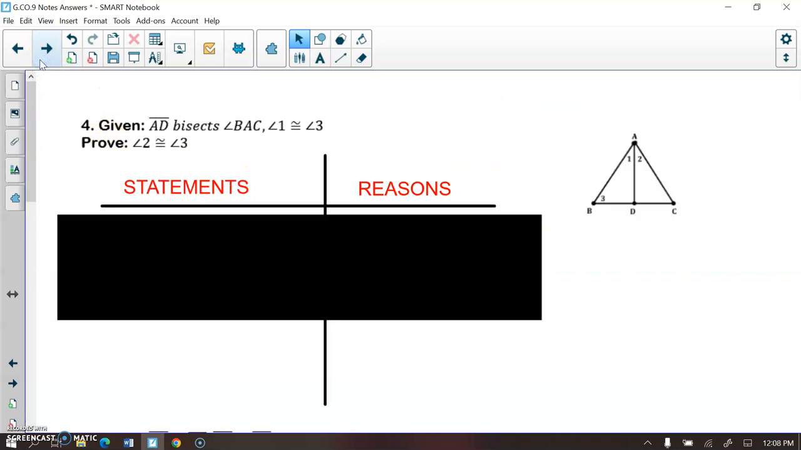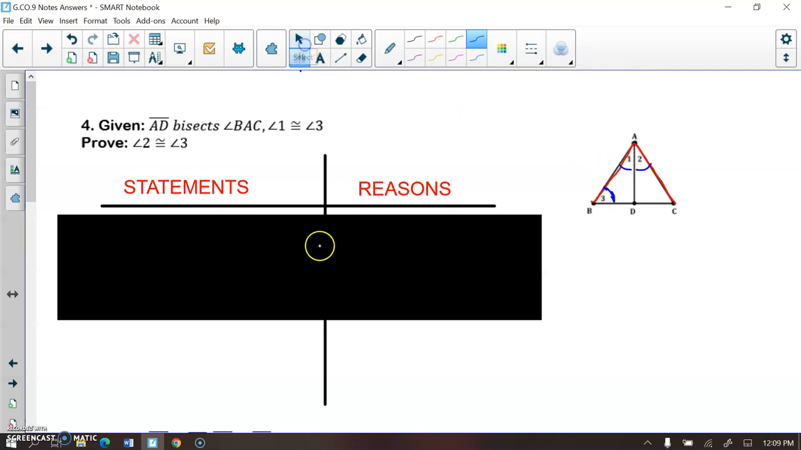Moving on to the next page. AD bisects angle ABC, or sorry, BAC. So BAC is this angle right here. And if AD bisects that angle, that means that angle 1 and angle 2 will be congruent, but we will need to write that in our proof. We also are given that angle 1 and angle 3 are congruent. So it would make sense that angle 2 and angle 3 would be congruent, because angle 1 is congruent to both angle 2 and angle 3.